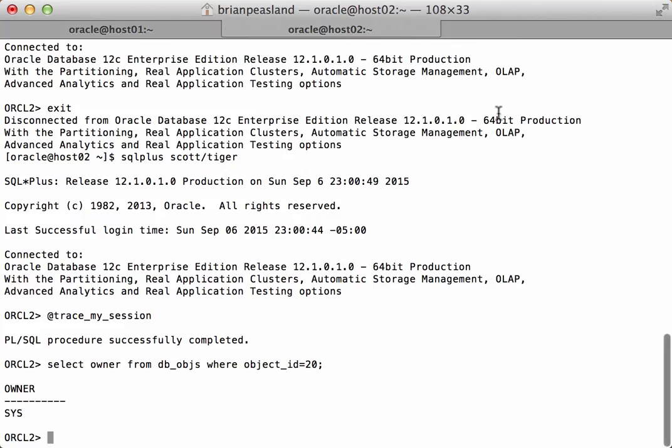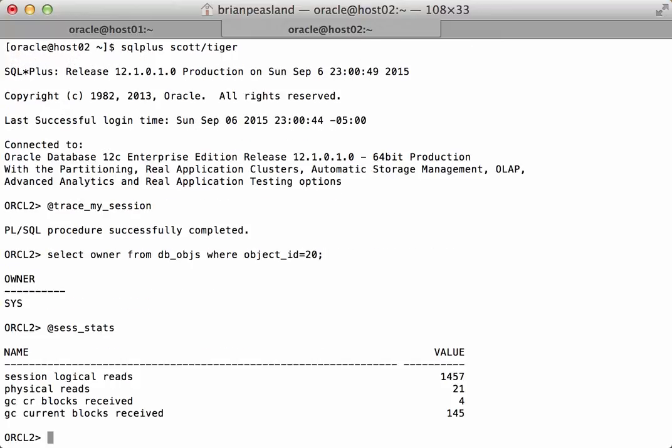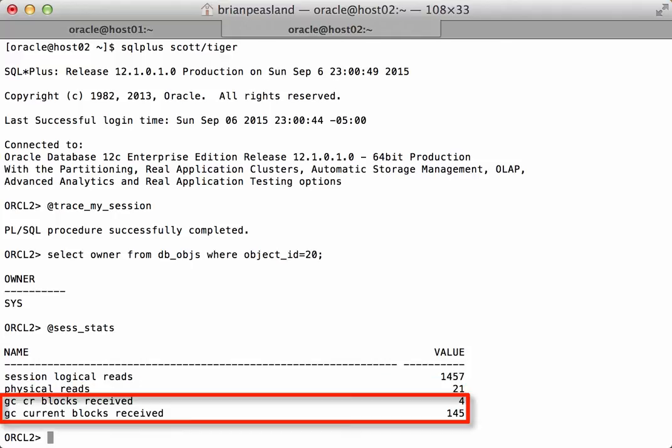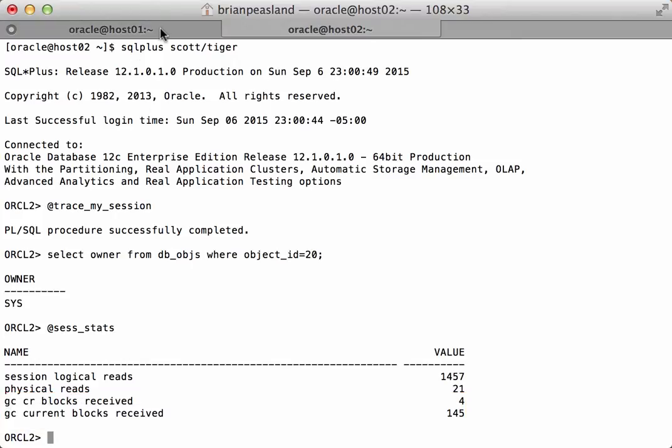Now let's look at the session over on host 02. Notice there that the physical reads were much less, but the number of global cache transfers was much higher. Let's go back and look at host 01. 61 physical reads and a total of 6 global cache transfers. On host 02, down to 21 physical reads and 149 total global cache transfers.